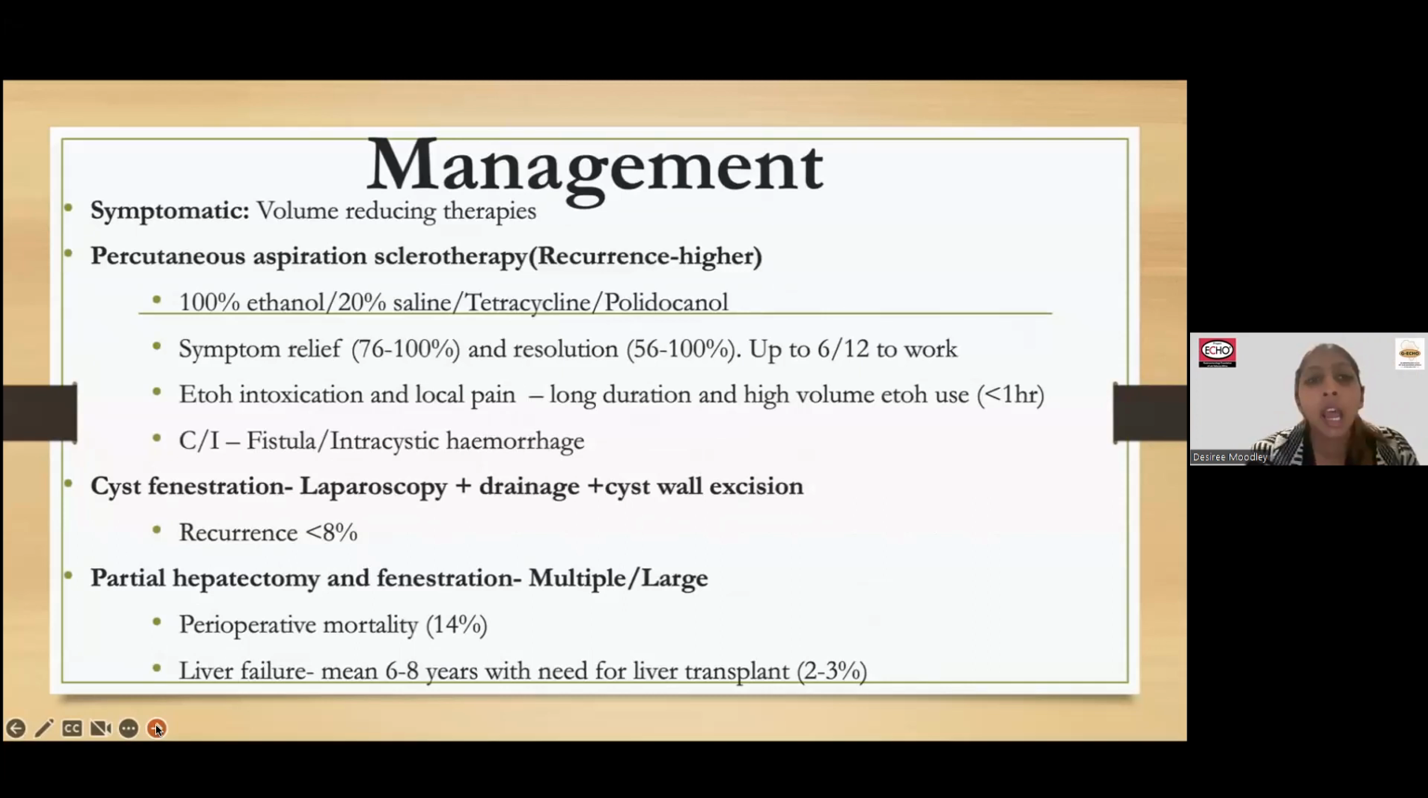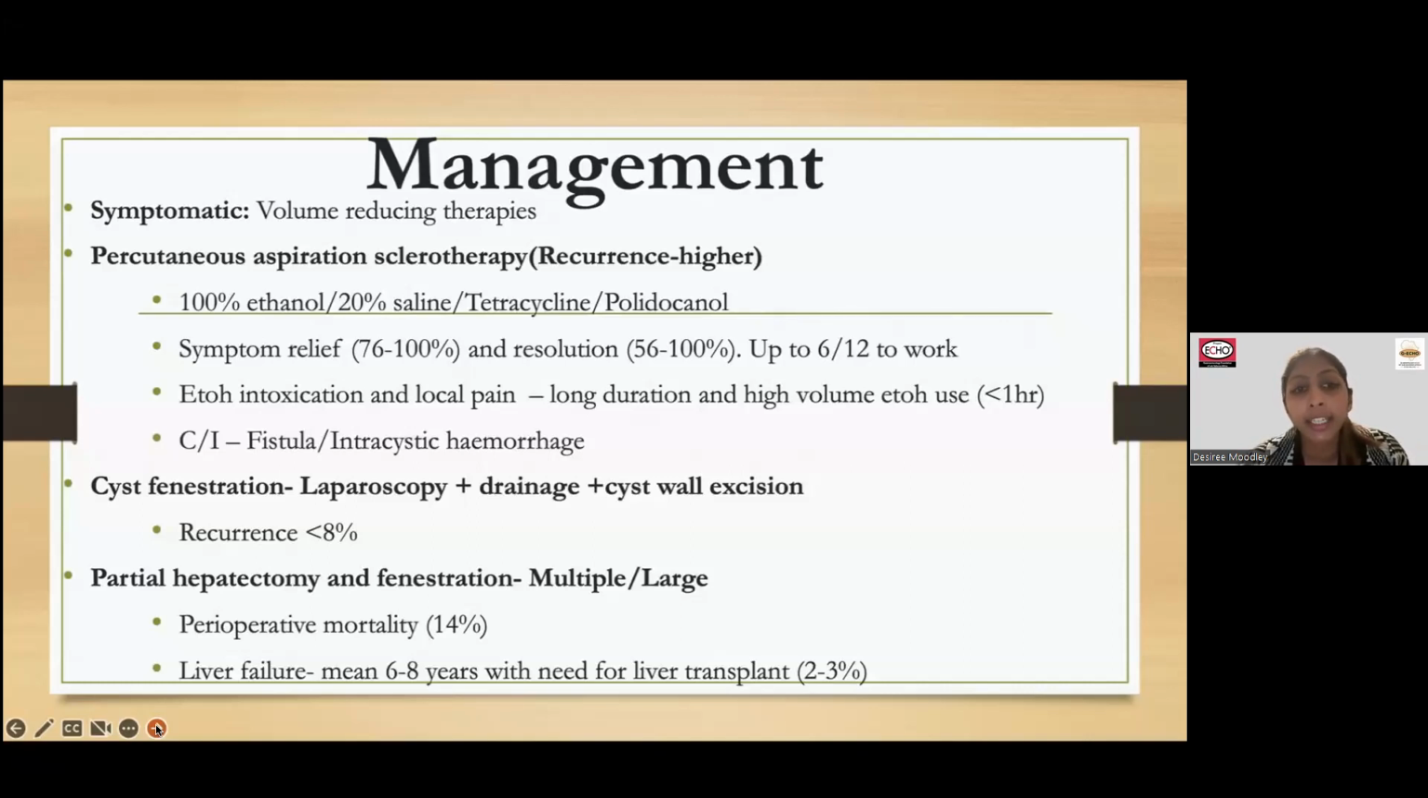So when do we manage these? When they're symptomatic, with volume-reducing therapies. One of the ways is percutaneous aspiration sclerotherapy. This is when you aspirate and then inject a sclerosant such as 100% ethanol, 20% saline, tetracycline, or polidocanol. This results in symptom relief in about three-quarters to all patients, with resolution in half to 100%. It can take up to 6 months to work, and especially if it's 100% alcohol, you can get alcohol intoxication as well as local pain. This also depends on the duration of the injection of sclerosant as well as the volume of alcohol used.